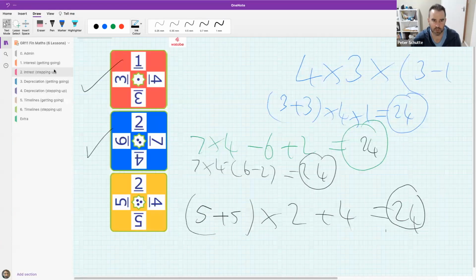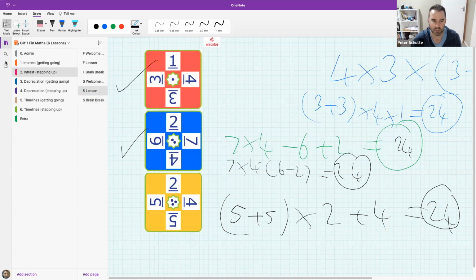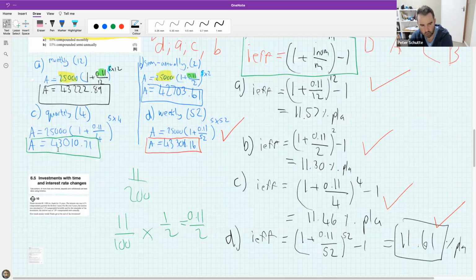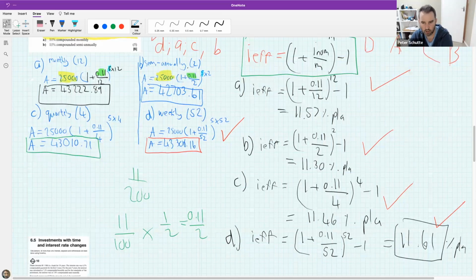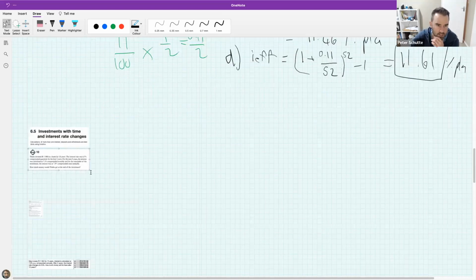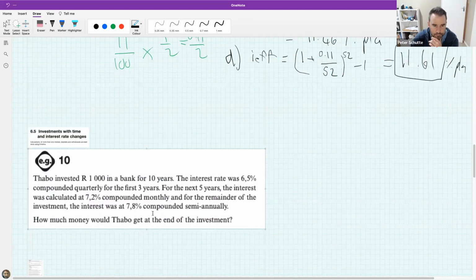Okay, hope everyone enjoyed the break. Let's head back to interest. So as we get to more complicated interest questions, what we start to do is we start to vary more things. So let's have a look at this question here.